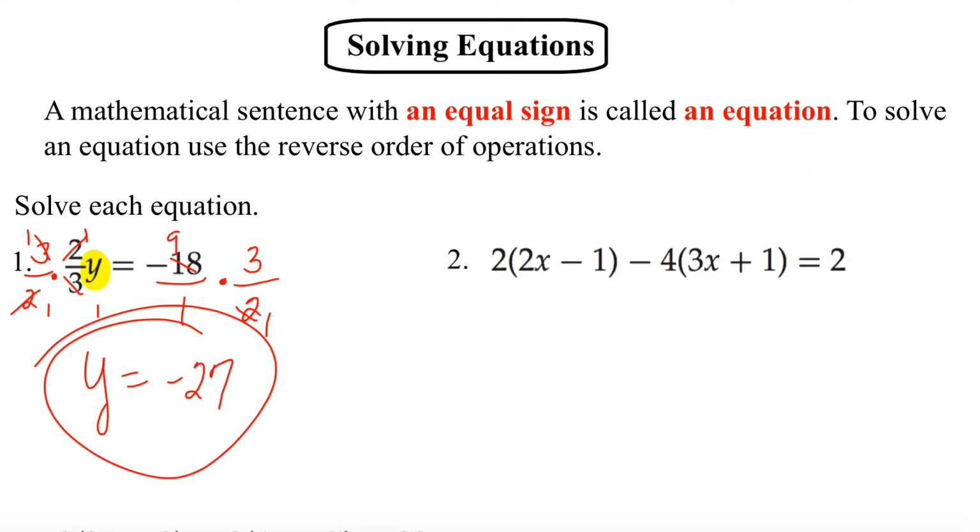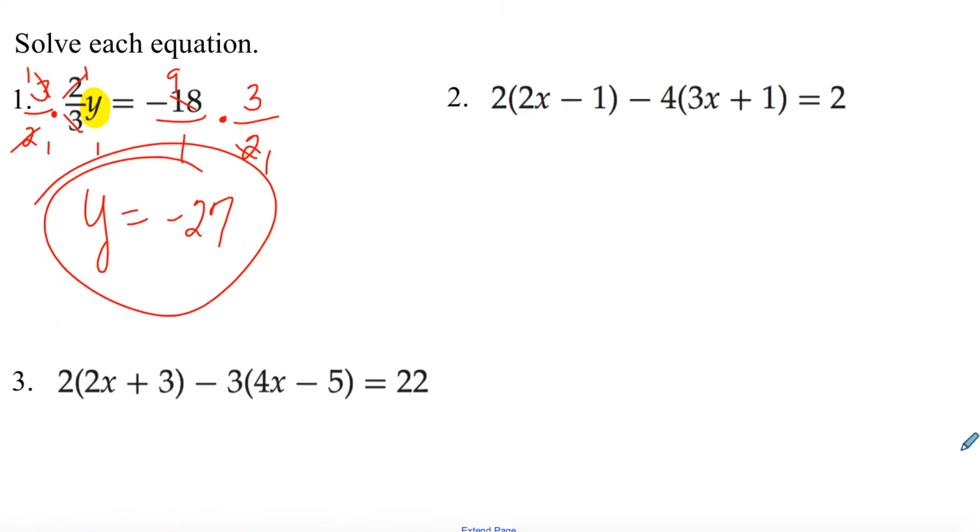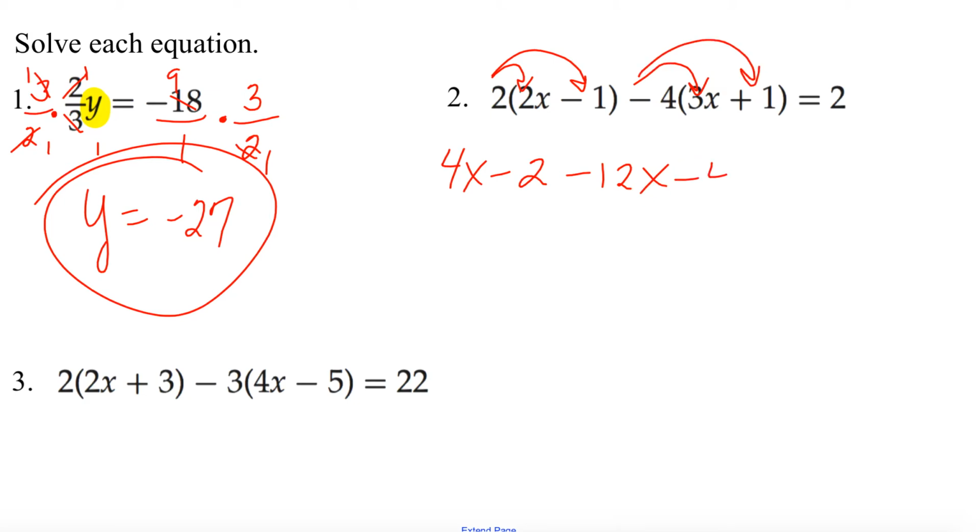Number 2, the first thing we need to do before we can jump into that one is we need to get rid of our parentheses. So we're going to use the distributive property. We're going to multiply 2 times 2x, which is going to give us 4x. And then we're going to multiply 2 times a negative 1, and that gives us a minus 2. And then we're going to multiply by negative 4 to give us a minus 12x. And a negative 4 times a positive 1 is a negative 4, and that's equal to 2.